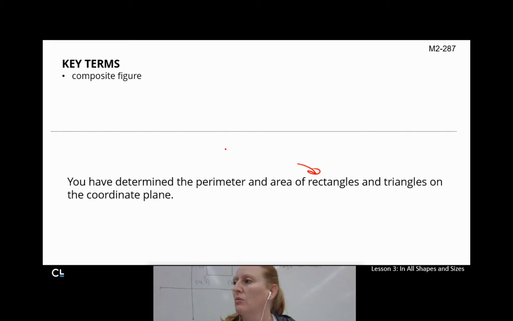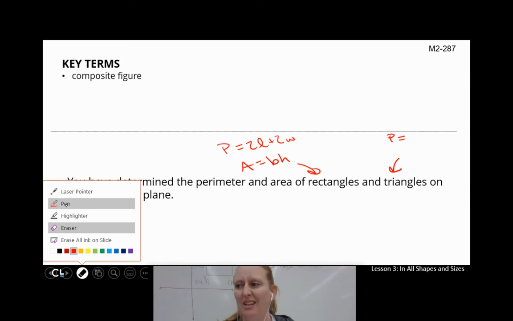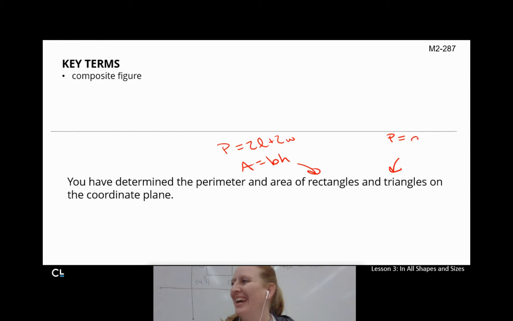For rectangles, we know the perimeter is double the length plus double the width. We know the area is base times height. For triangles, we know the perimeter is just add up all the sides, right? I want a lowercase a, sorry. I'm fussy, it's fine. So a plus b plus c, and of course the area is 1/2 of the base times height. We are experts now with rectangles and triangles, okay?